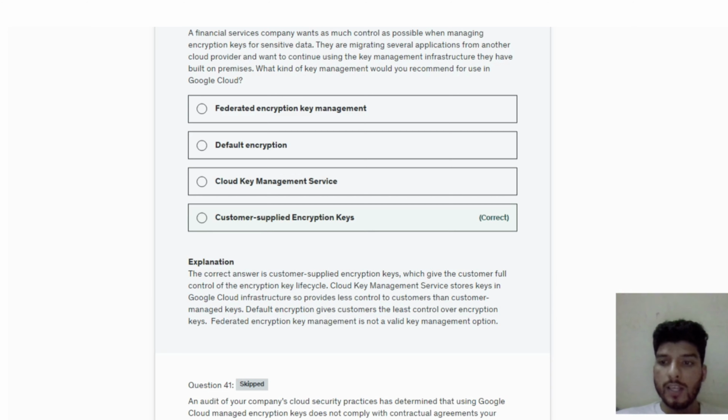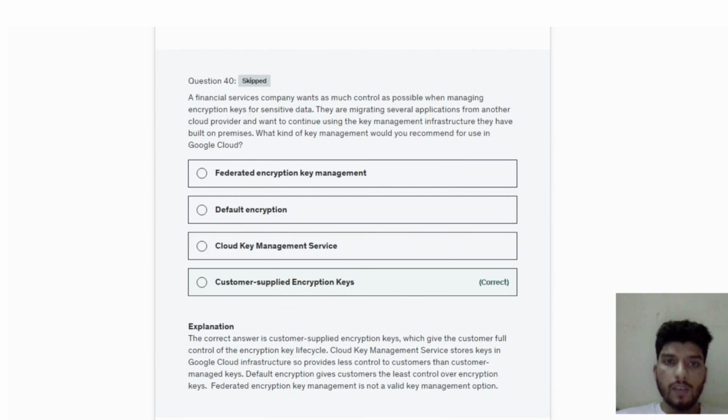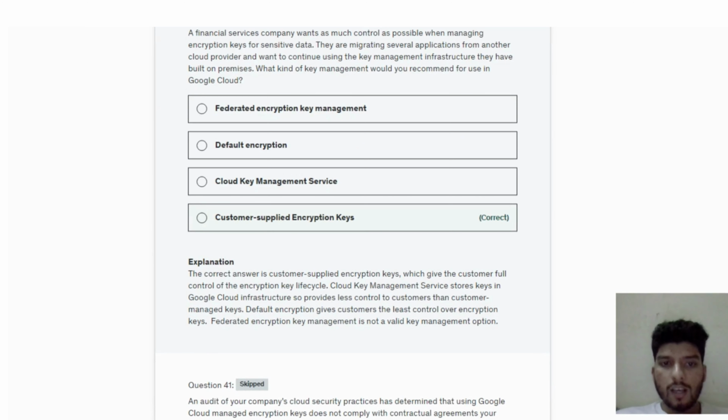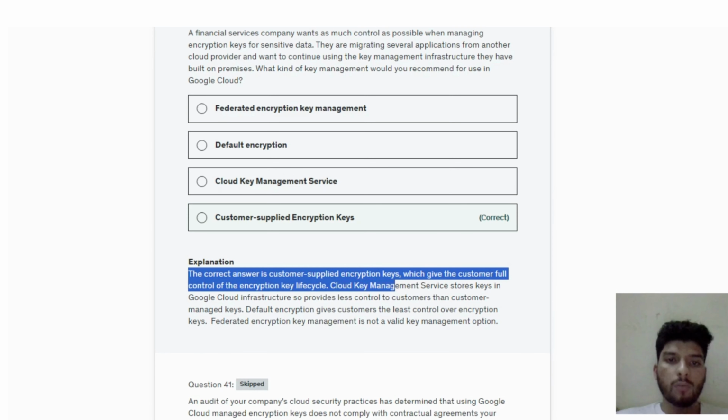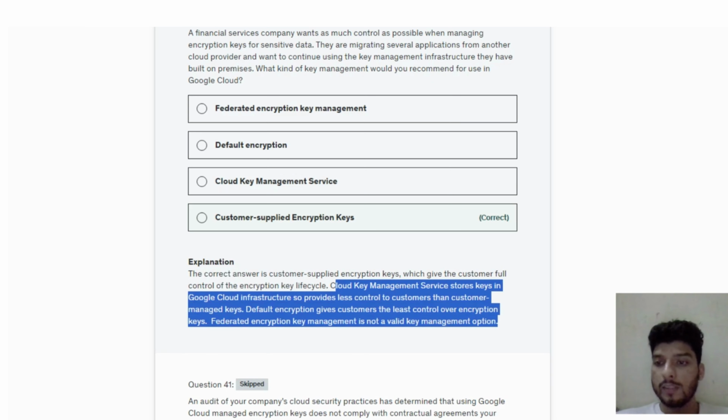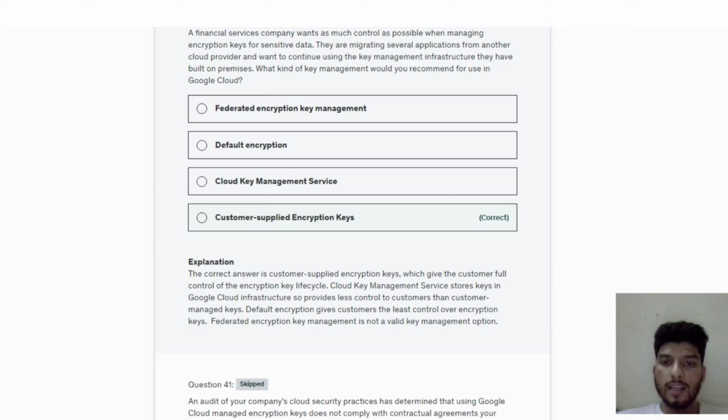And here's the explanation of why option D. The correct answer is the customer-supplied encryption key, which gives the customer full control of the encryption lifecycle. Google and the other options are incorrect answers. Cloud Key Management Service stores the key in the Google Cloud infrastructure, so it provides less control to the customer than the customer-supplied key. The default encryption gives the customer the least control over the encryption key, and federated encryption key is not a valid key management option.